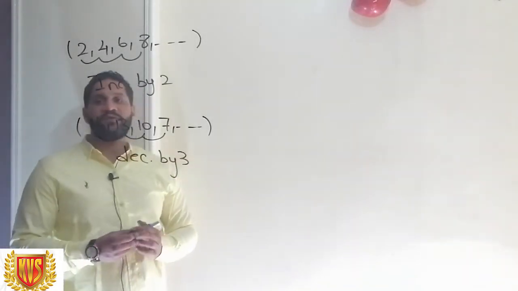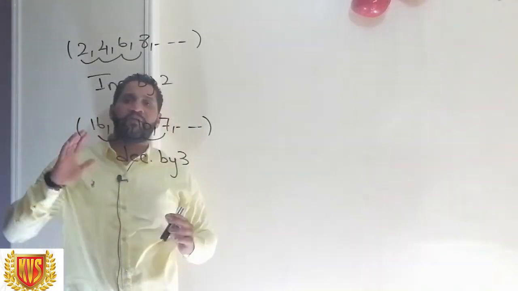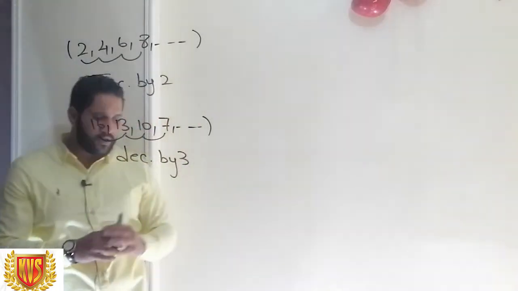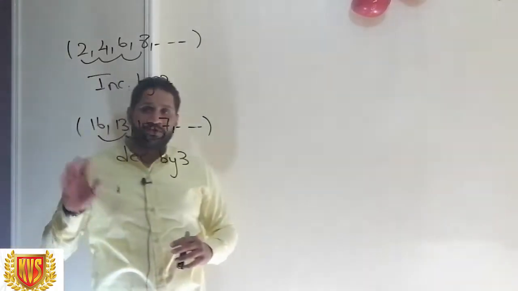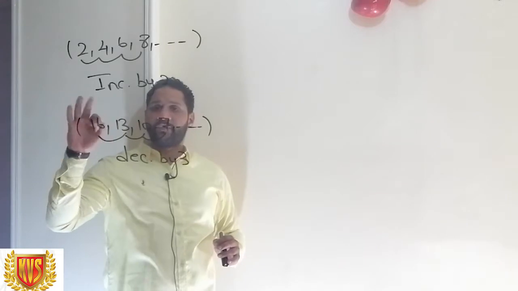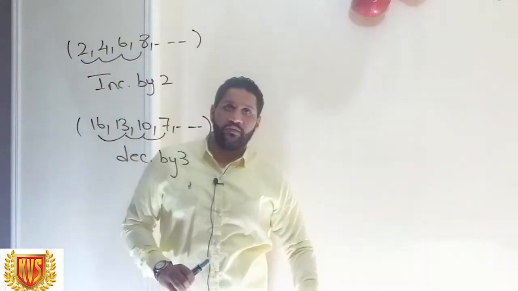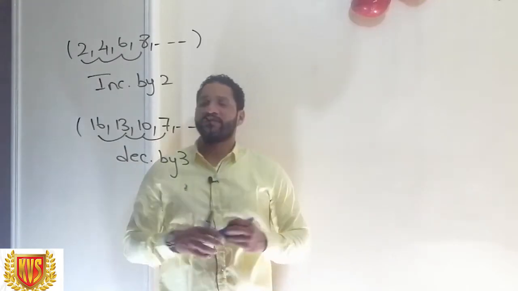So what's a sequence? A sequence is some numbers written beside each other, either increasing by the same number or decreasing by the same number. So if I have some numbers that are not increasing or decreasing by the same number, this is not called a sequence. Okay, what you are learning is how to deal with the sequence.